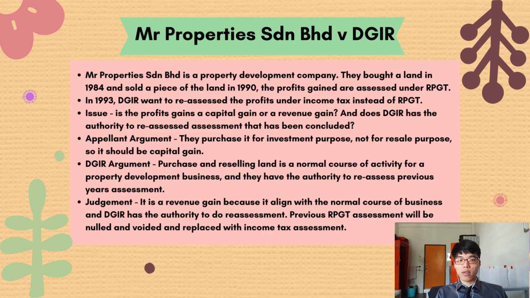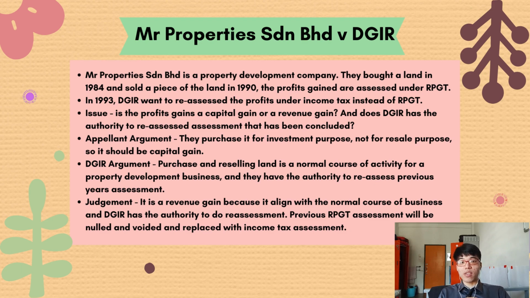Okay, next, the second case is Mrs. Properties Sdn Bhd versus DGIR. What happened here is Mrs. Properties Sdn Bhd is a property development company, and they bought a piece of land around 1992, and disposed of a certain part of the land. The income earned, they assessed under RPGT, Real Property Gain Tax.